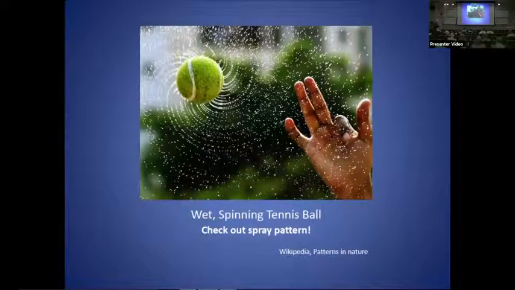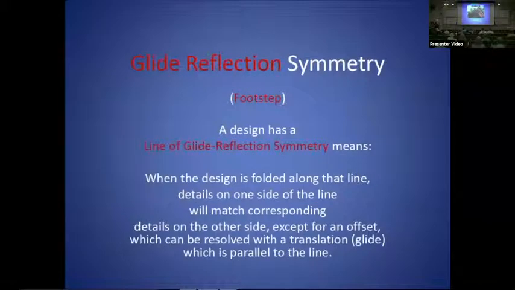This, I found this when I was looking for patterns in nature. It's not so much the ball, although the ball does have some symmetry. It's all this, the sprays, the spiral sprays. And I didn't try to count how many separate little spray elements there are. I don't know, maybe 30, 40, 50 fold rotational symmetry.